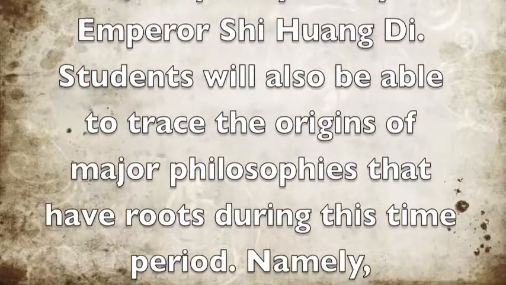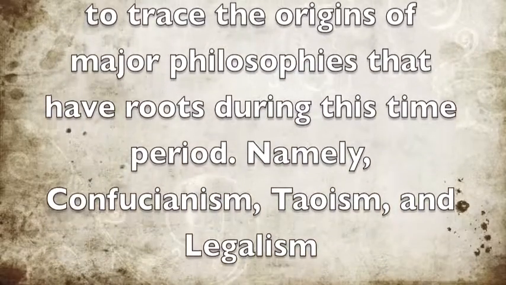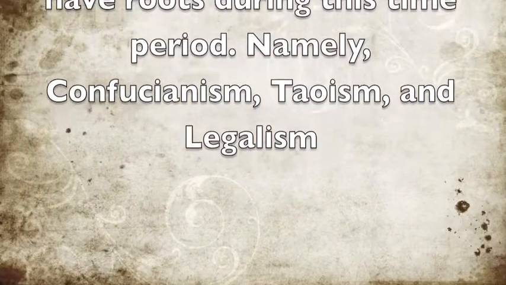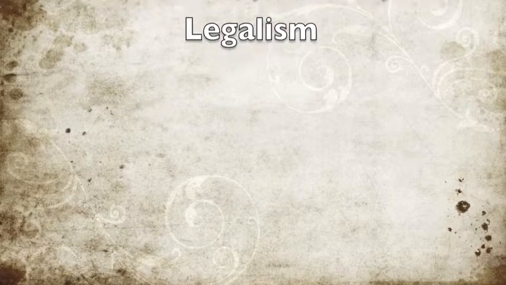Students will be able to trace the origins of major philosophies that have roots during this time period, namely Confucianism, Taoism, and legalism. So, just as a brief introduction, what exactly is the Warring States period of China? It was when various Chinese states fought over periods. Okay, so what it really was a period in Chinese history when China fell into political chaos between 7 major Chinese states that fought each other for domination over China.